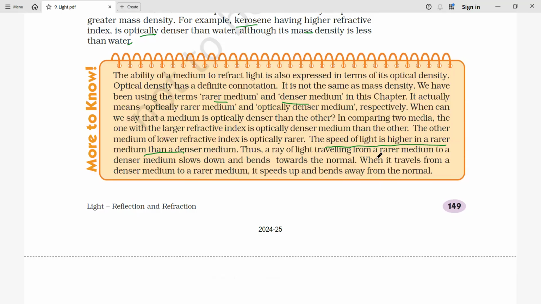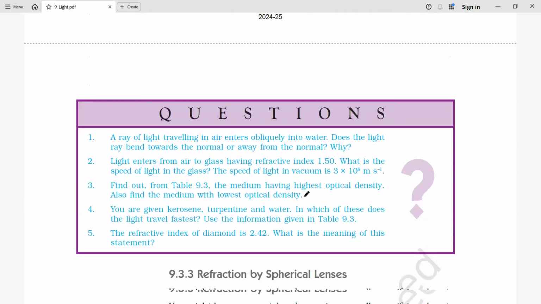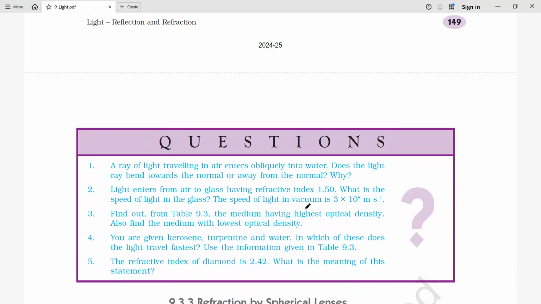So a ray of light traveling from a rare medium to a denser medium slows down and finally bends towards the normal. Whereas when it travels from the denser to the rarer medium, its speed is going to increase and it's going to move away from the normal. So these are the findings here from the refraction of light and refraction in case of a rectangular glass slab, and we have seen what the refractive index is.